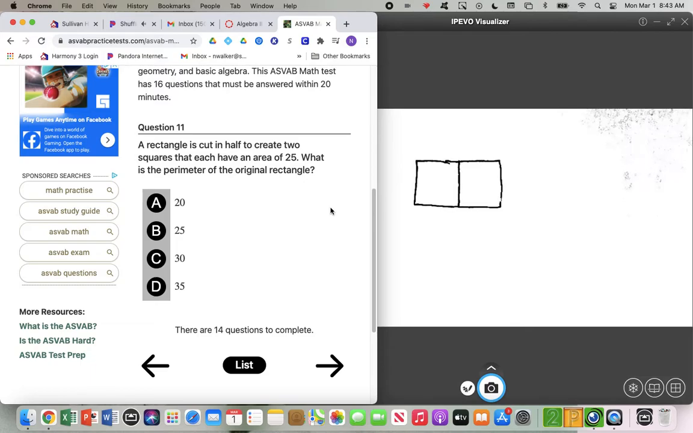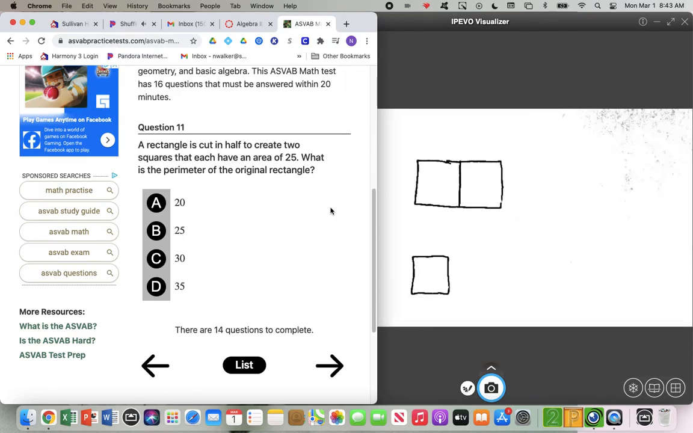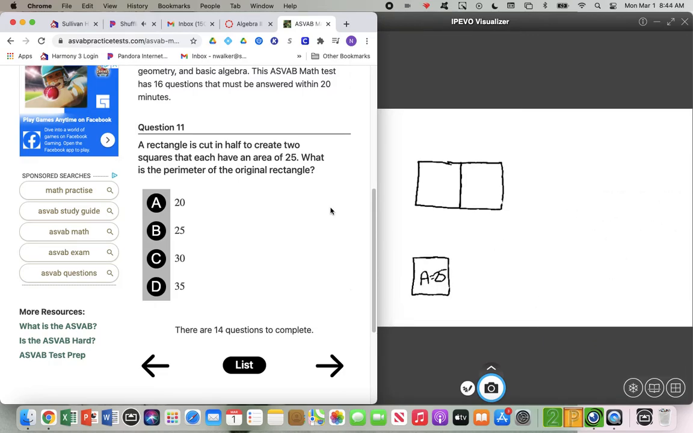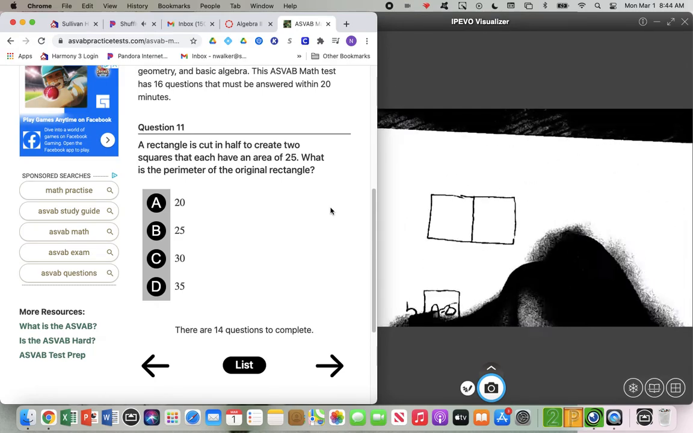So if a square has an area of 25, what are the sides of the square? No, the whole area of the square is 25. So what would the sides be? So if one of these squares has an area of 25, don't we get that from length times width? All right, so it means that these are each 5.